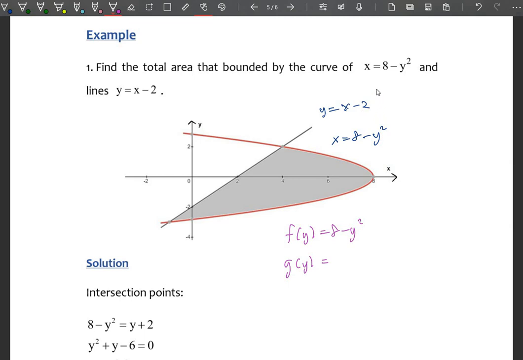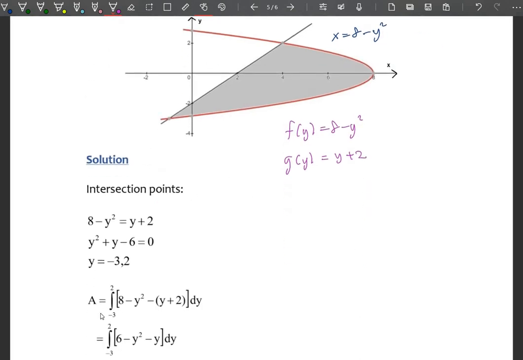Remember what I said earlier, the function should be written in terms of y with x as the subject. So here we have x equal to y plus 2, so g(y) is equal to y plus 2. Therefore, we need to integrate to find the area, so we need to know the lower limit and upper limit.